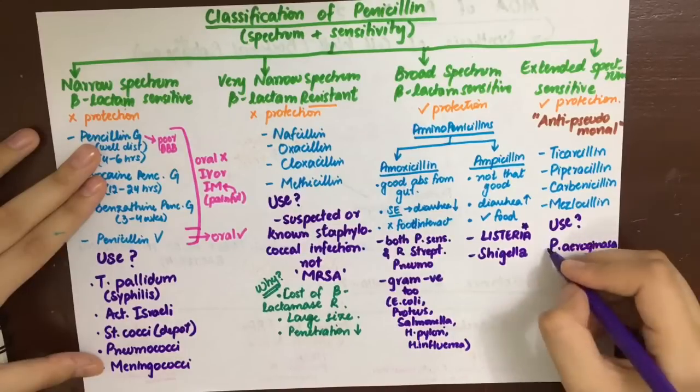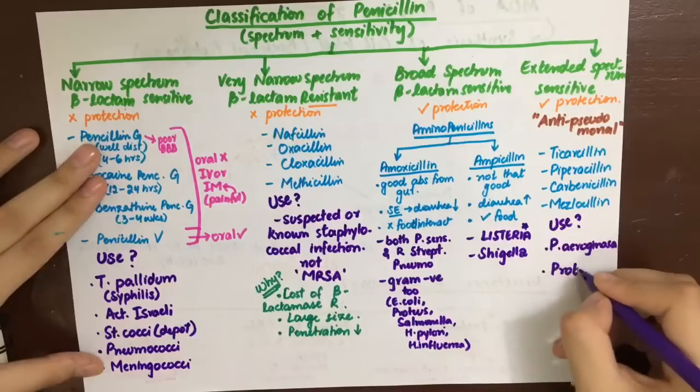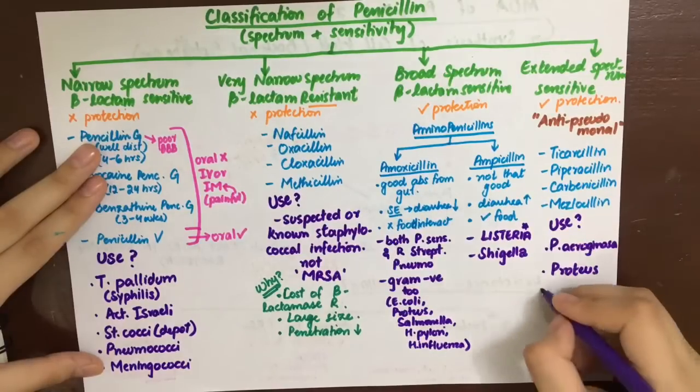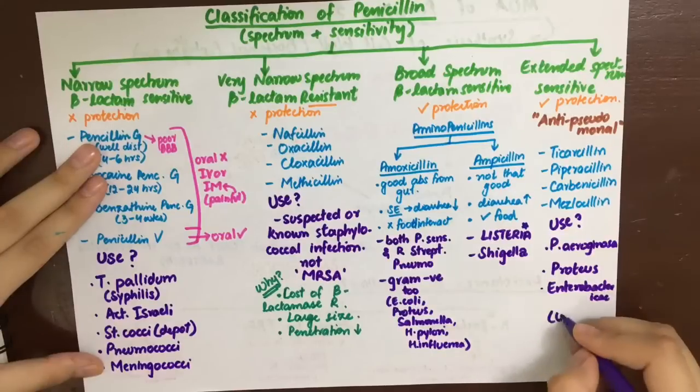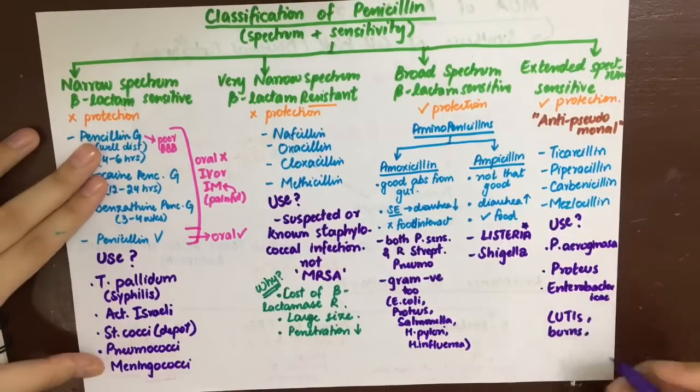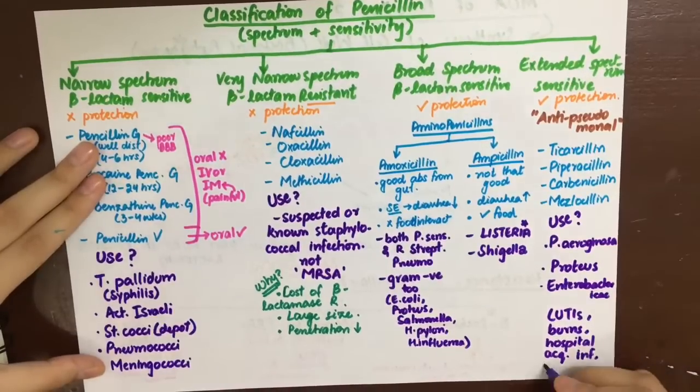Their use will, of course, include Pseudomonas aeruginosa infections and also Proteus and Enterobacteriaceae family. They will chiefly treat the UTIs in the burn patients and hospitalized patients, and also hospital-acquired pneumonia by these agents.